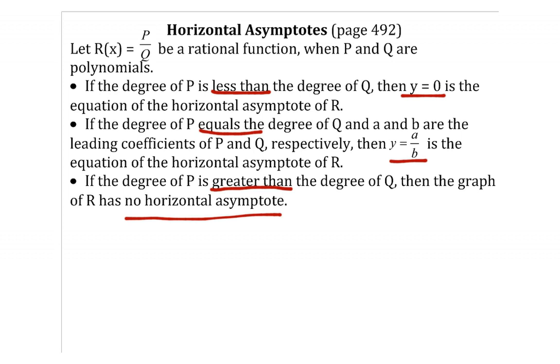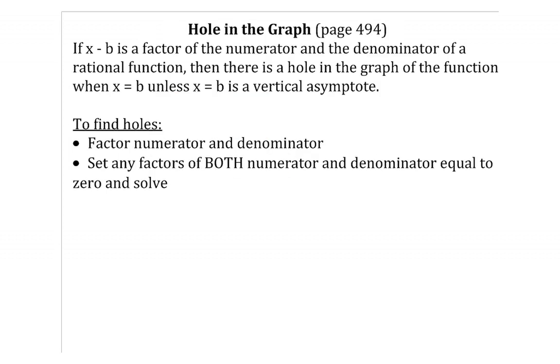Speaking of holes, if x minus b is a factor of both the numerator and denominator, then you're going to have a hole, unless x equals b is a vertical asymptote, which doesn't really happen that way. For holes, the process is very similar to what you did for vertical asymptotes. You're still going to factor your numerator and denominator, and you set factors that are of both numerator and denominator equal to 0 and solve.